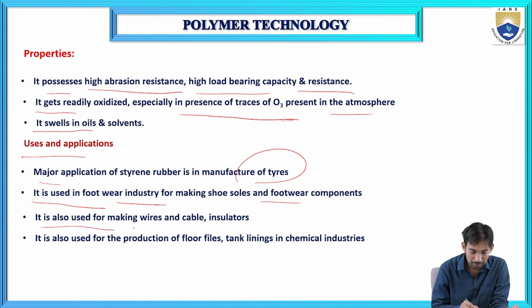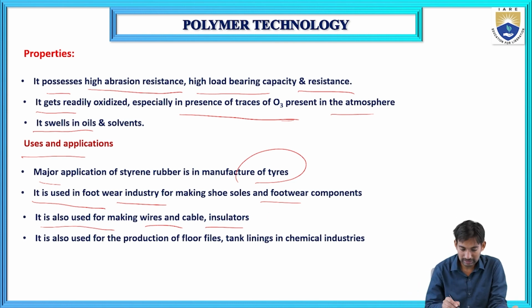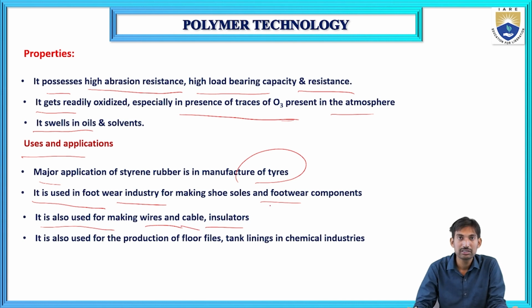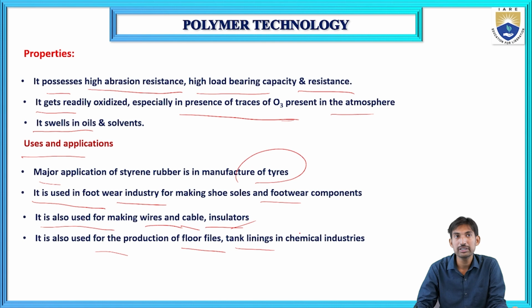It is also used for making wires and cable insulators. By using Buna-S rubber, we can prepare wires, cables and insulators. It is also used for the production of floor tiles and tank linings in the chemical industry. These are the properties and applications of Buna-S rubber.